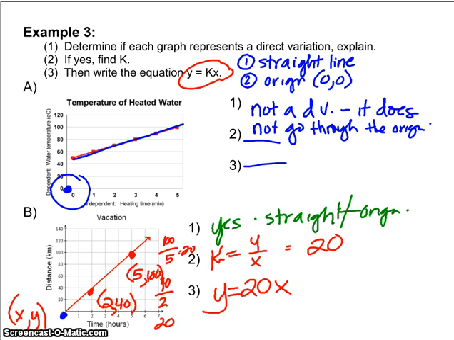So again, remember, we're looking for repeated patterns. If there are repeated patterns, it means that there are proportional relationships happening. If those proportional relationships form a line that goes through the origin, then it is a direct variation. So again, all very much related to each other.